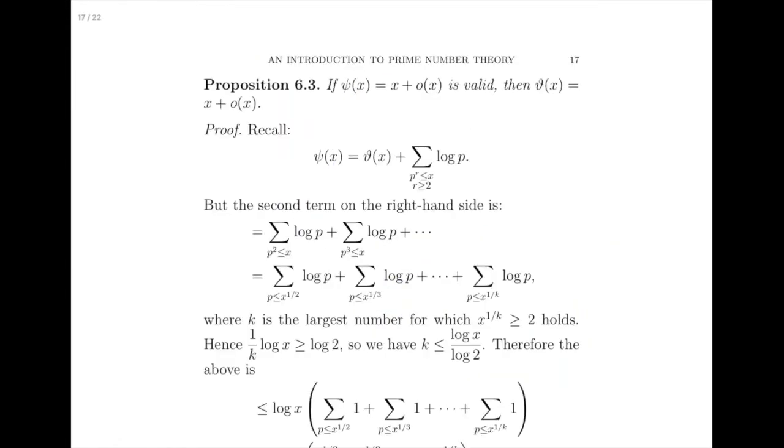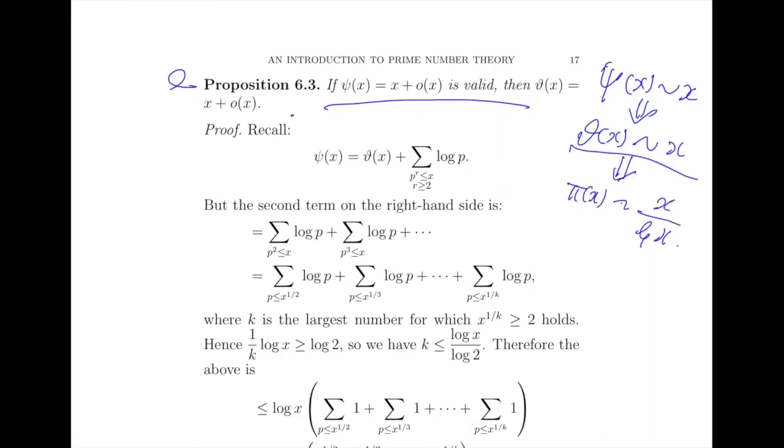So the next, another proposition. We are now talking about the following proposition. That is, if psi x is asymptotically equal to x, then theta x is asymptotically equal to x. This is the content of this proposition. And in the previous proposition, we already showed that if this is true, then pi x is asymptotically equal to x over log x. So therefore, now we can say that the prime number theorem is reduced to this expression.